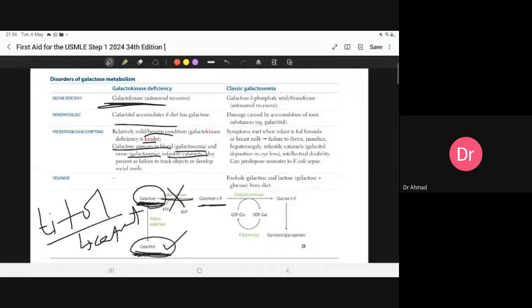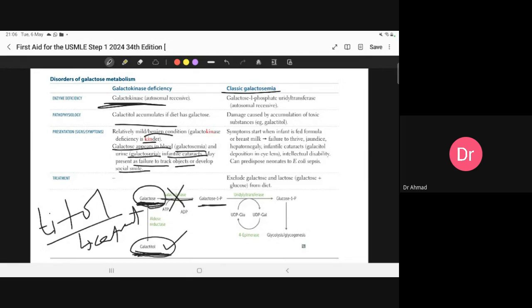It may present as failure to track objects or develop a social smile because your eyes are affected. So of course you did not visualize any object, like your vision is impaired. So how can you be like children? They communicate only by smile and facial expression, all this stuff. So they fail to do that.